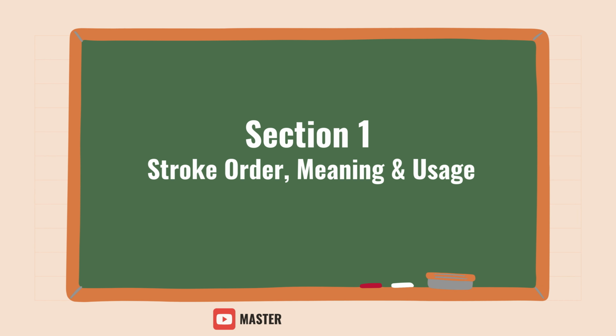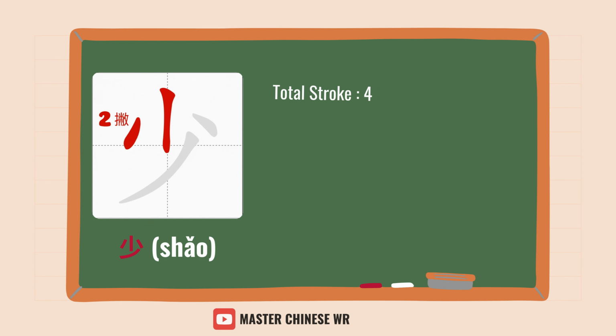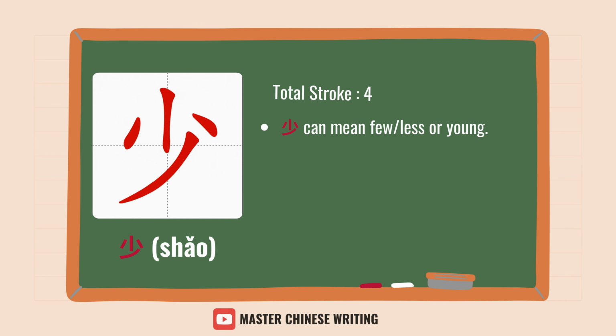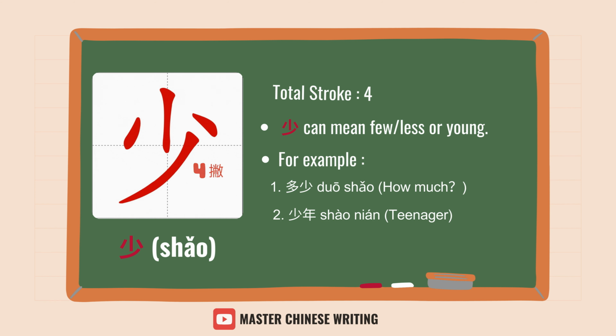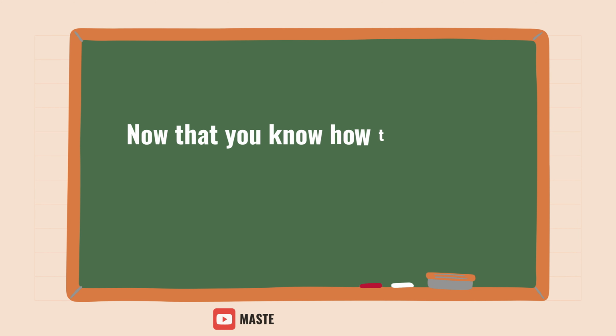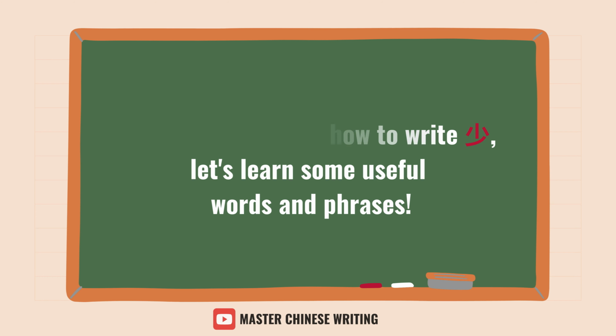Section 1. Stroke order, meaning and usage. 少 has 4 strokes. Next, do you know that? 少 has 2 meanings. 少 can mean few, less or young. For example, 多少, how much? 少年, teenager. Now that you know how to write 少, let's learn some useful words and phrases.